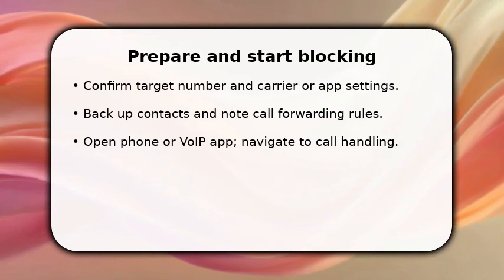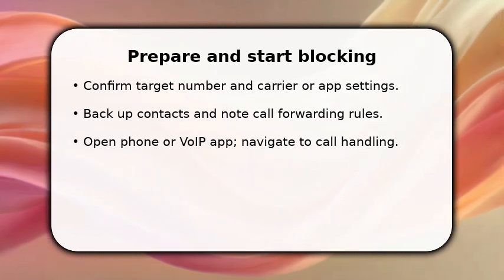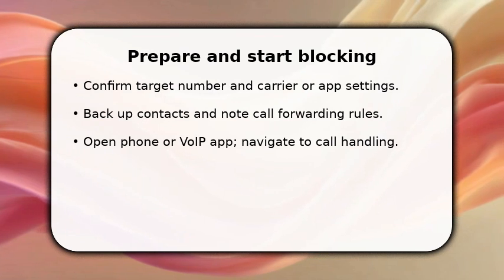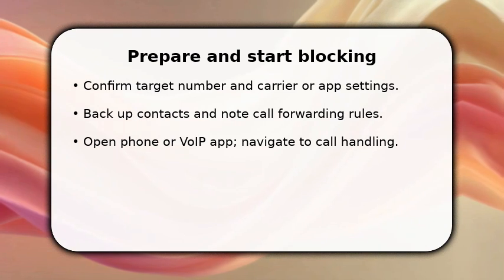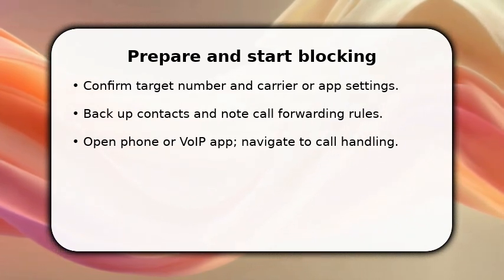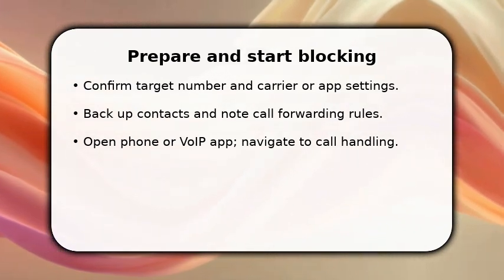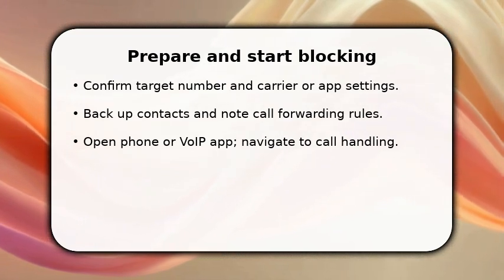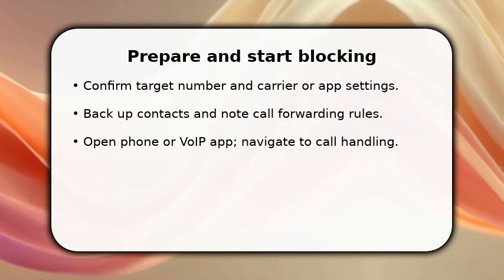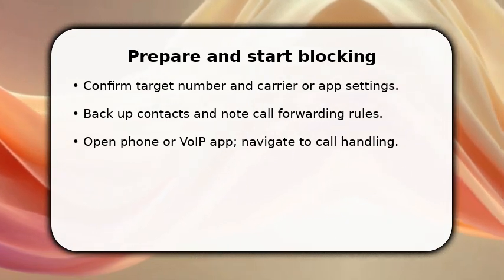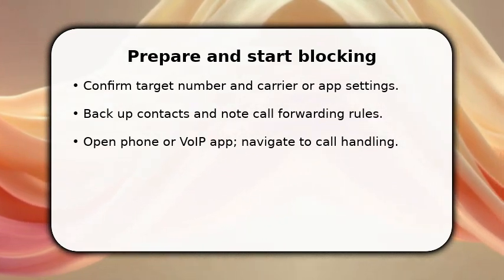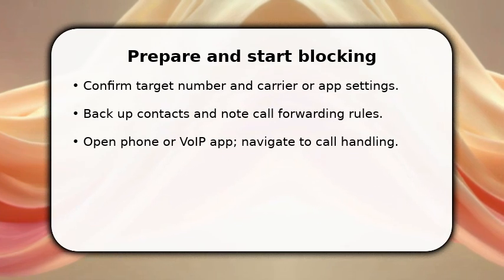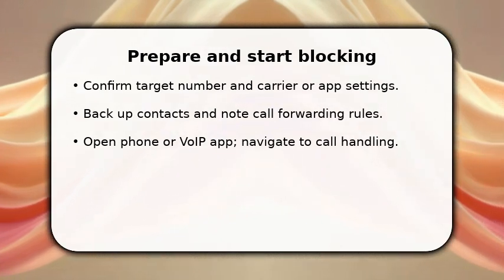Enjoy the video. You begin by confirming the exact number you want marked not reachable and which system controls it, your carrier, handset, or VoIP IP app. Once done, make sure you back up contacts and note any active call forwarding or simultaneous ring rules that could interfere. Open the phone settings or your VoIP IP administration console and go directly to call handling, blocking, or presence status. You're starting the process now, so you can make the number appear unreachable without affecting other lines.